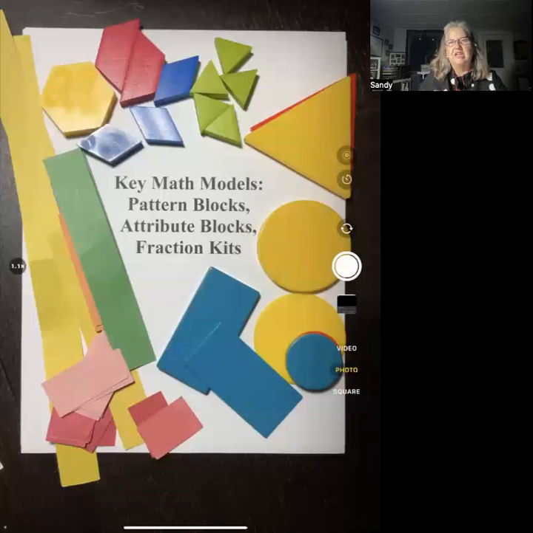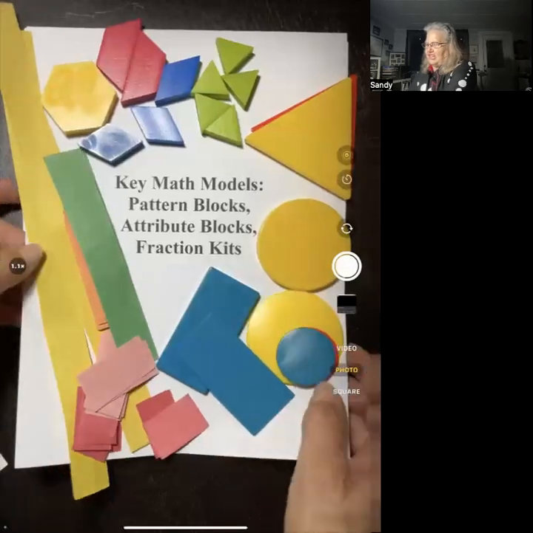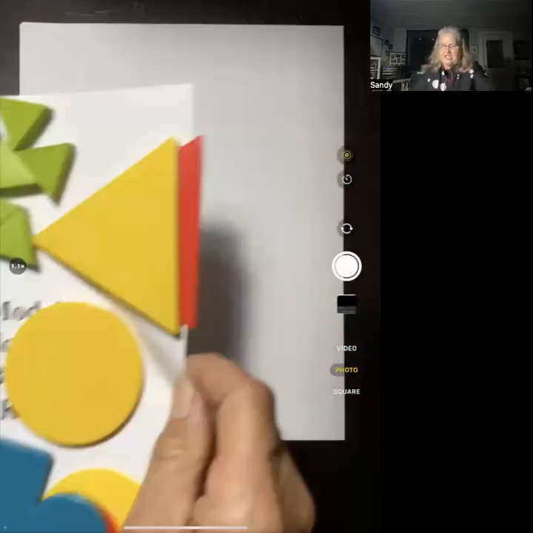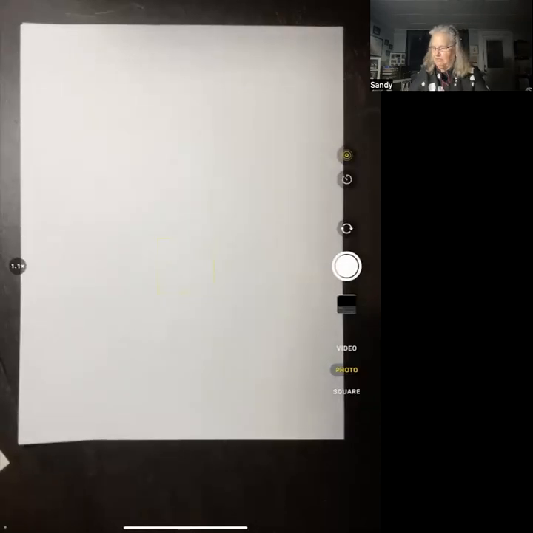And we're going to be looking at these key models, as I said. In this video, we'll look at pattern blocks, attribute blocks, and fraction kits, and let you see a few of the things that you may see your children using these for, and then some things to consider as you're helping your children. So let's get started, and I'm actually going to start us out by looking at attribute blocks.